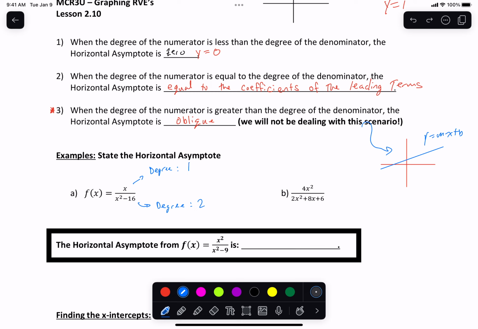So which scenario am I in? 1, 2, or 3? It's the first one, right? Where it says the degree of the numerator is less than the degree of the denominator, and therefore the horizontal asymptote is going to be y equals 0.